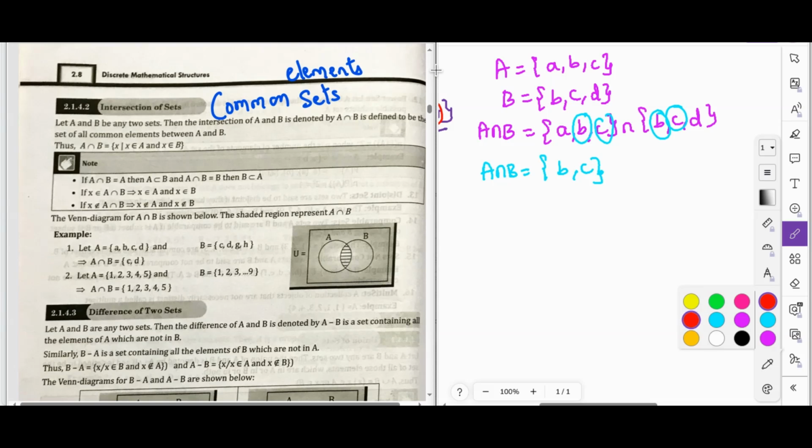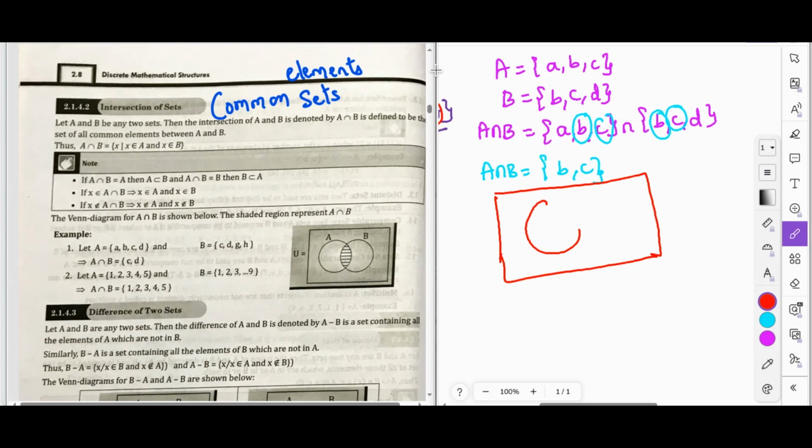Now how to draw the Venn diagram for this? It's again a rectangular box and 2 circles because we have 2 sets. So this will be A and this will be B. What is common in both? The common elements are b and c. We'll write them in the center. Then what is remaining in A? It is a. And what is remaining in B? It is d. We'll write them in the circles. Then we shade only the center part for the intersection. So this is called the Venn diagram for intersection.